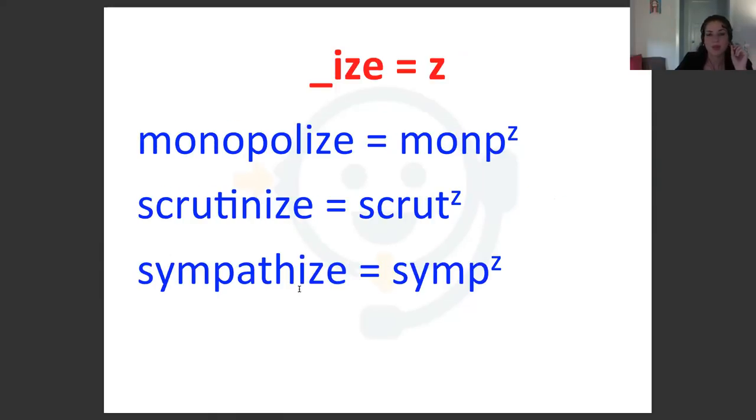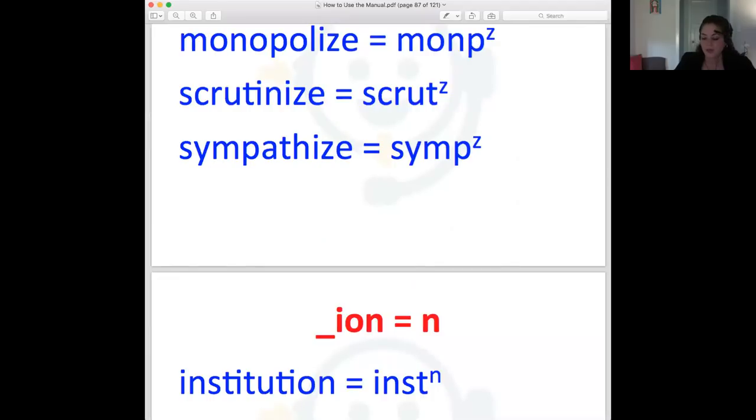So let's look at, for example, the suffix -ize. The typical way many, many words end is with -ize. Instead of writing -ize, we just write a Z and we superscript it. We write it a little higher. So monopolize would become M-O-N-P and we superscript the Z, which would become -ize. Same thing with scrutinize. Same thing with sympathize, okay? So I want you guys to use the chat and tell me how you would use this technique for the word generalize. How would you abbreviate the word generalize?